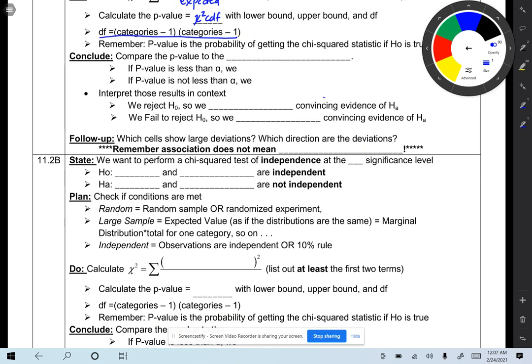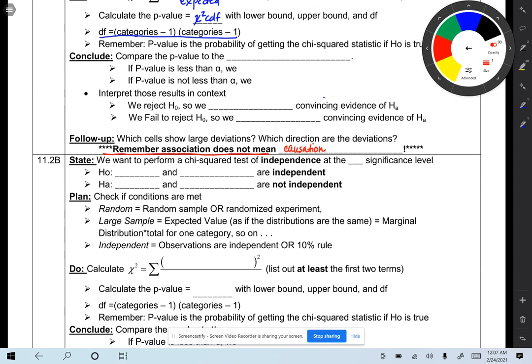But then for the follow-up, which cells show the largest deviations, which direction are the deviations? And remember, the key thing to note here is that association does not mean causation, especially if you're getting a random sample. Now, if you're getting a random assignment, you can establish causation because you're doing an experiment, but not for our simple random samples that we're doing.